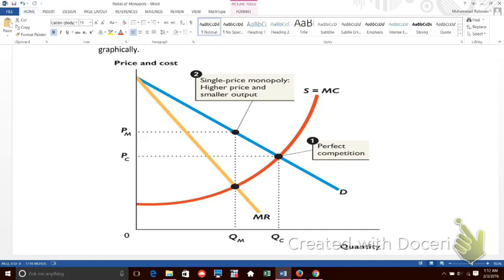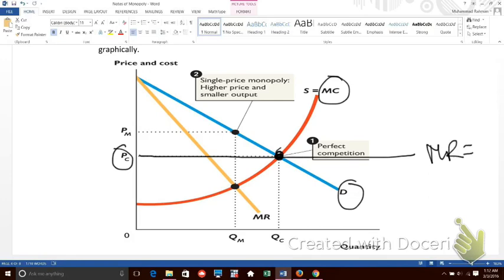Let's start with perfect competition. Under perfect competition, we know that market equilibrium will be found at the intersection between the demand curve and supply curve. So we know that supply curve is marginal cost, demand curve is demand. We find price at the intersection between those two. So PC is the price under perfect competition. Notice that in perfect competition, individual demand is like a horizontal line, which is also equal to marginal revenue. So at point 1, we find perfect competition price and perfect competition quantity.